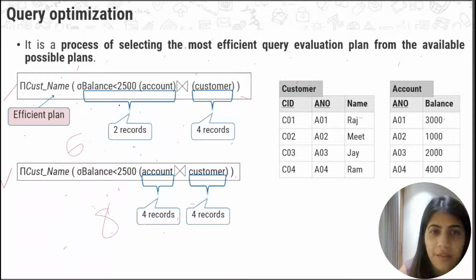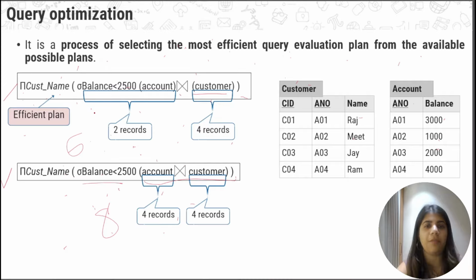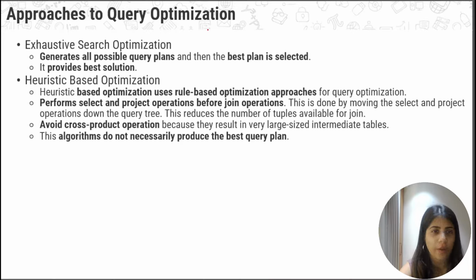What is the better plan over here? Because we solve the condition first and then the join operation. Over here we are doing the join operation first and then the condition. So this becomes my efficient plan because this gives me data in less time and the accurate data. There are multiple approaches to query optimization.